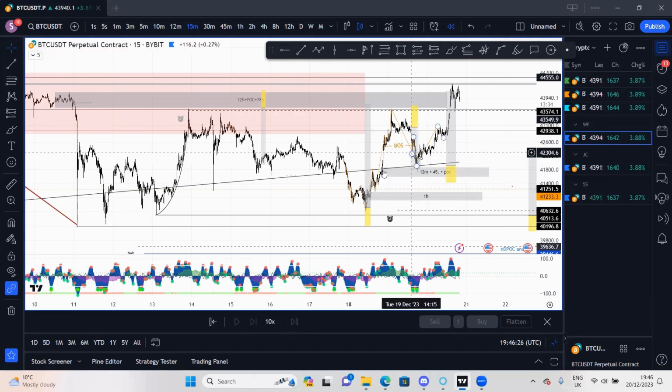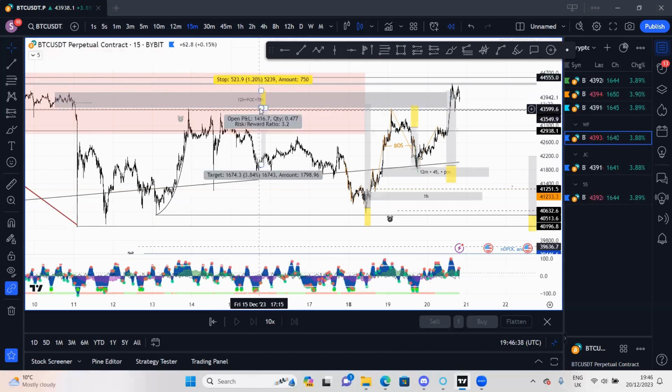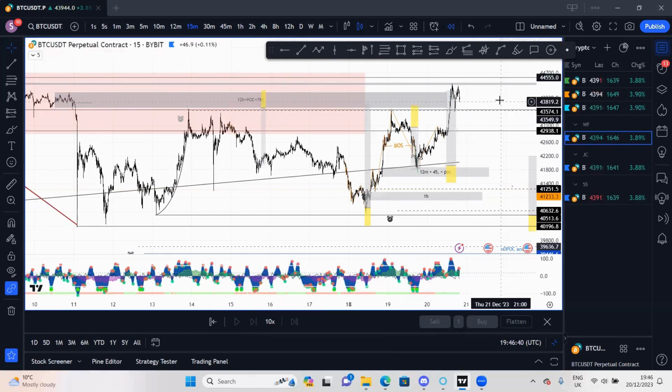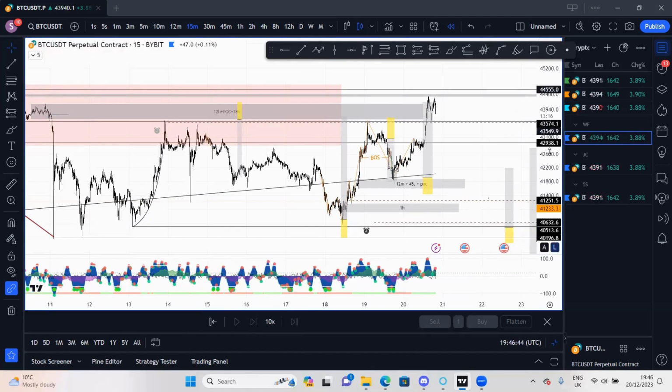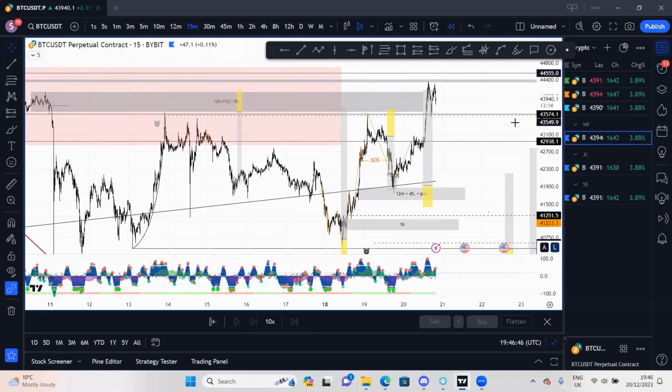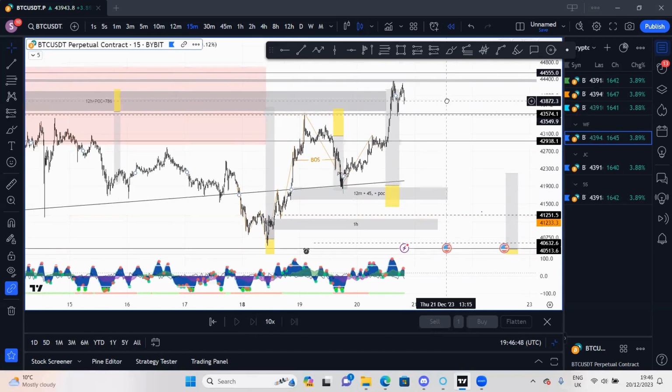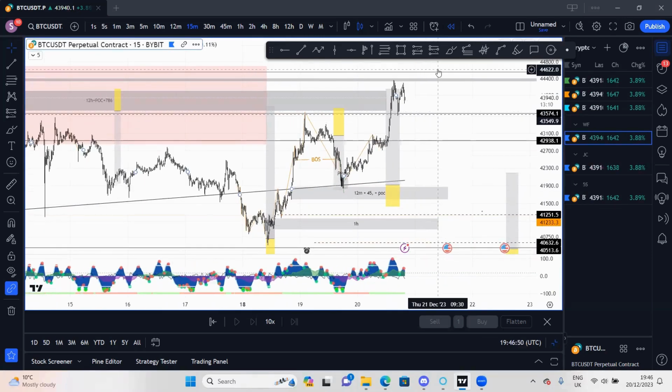So what we looked at, we drew out this nice zone up here, this supply zone. We realized that this supply zone was not just a supply zone, it was a POC, and it was also a 786 retracement level. So these are about three confluences in this region that would potentially be a great place to look for a short. So look, what did price do as it got to that level?